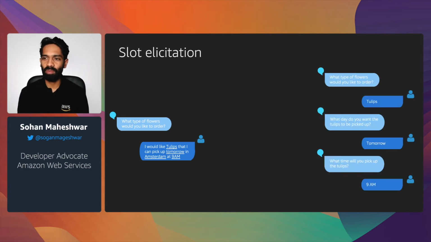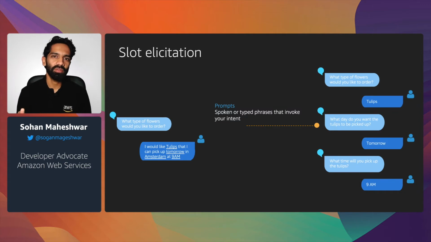Typically, there is a back and forth between the user and the person providing the service. So we've given the option to model a similar paradigm with the bot as well. In this case, you can see the bot is asking questions like, "Hey, what type of flowers would you like? What day do you want it? What time of day?" and so on. So essentially what's happening is what we call slot elicitation, where the bot is asking the user for the pieces of information it needs to complete that request. And it's doing so by using something we call a prompt, which is basically a spoken or a typed phrase that invokes this intent or that gets that piece of information.